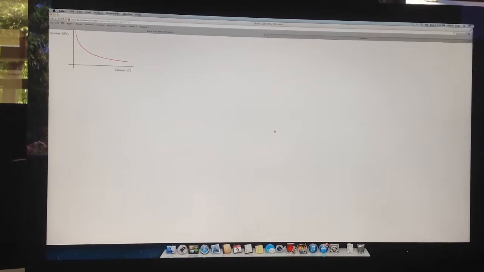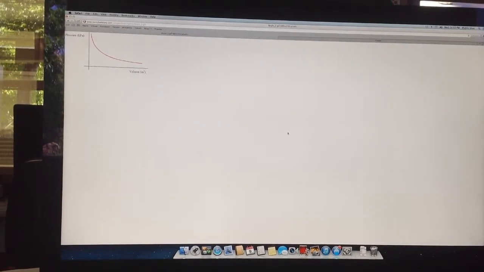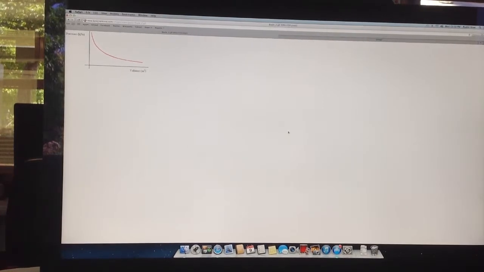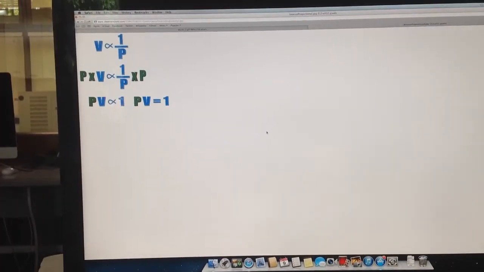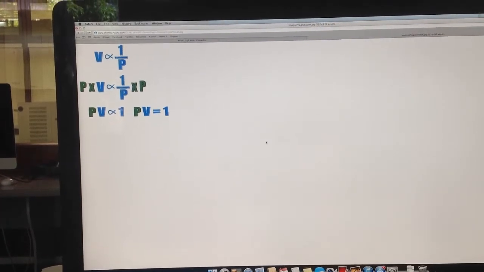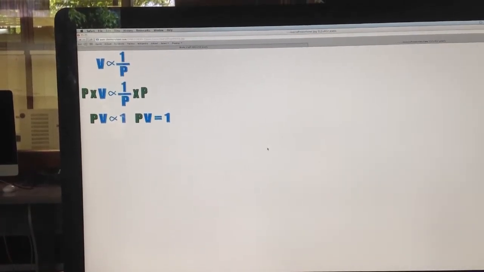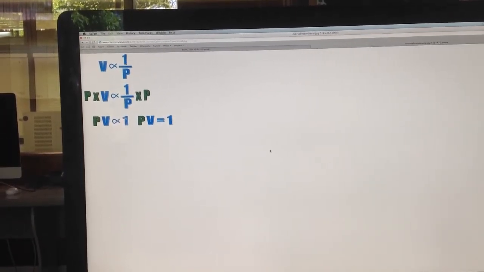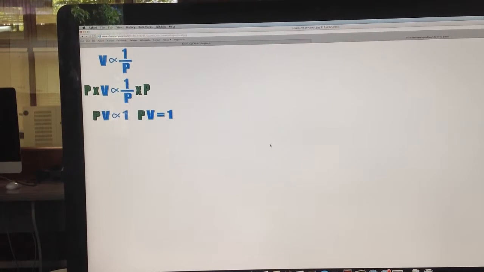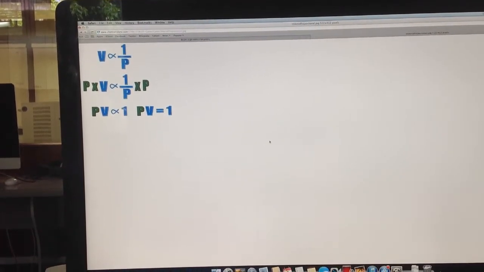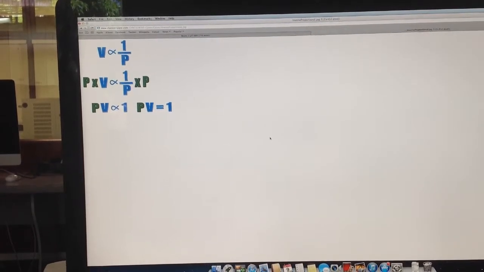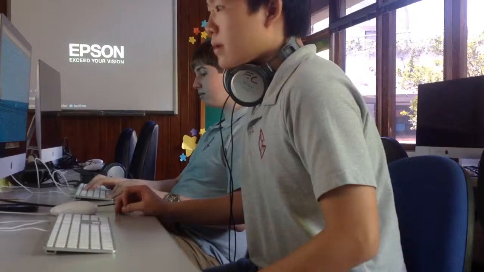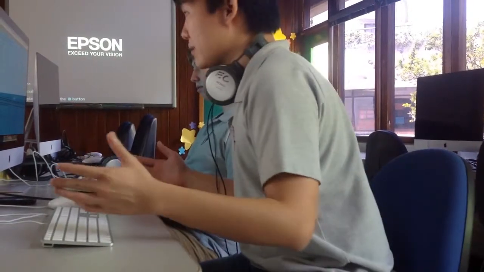As you can see on this graph, as pressure increases, volume decreases, and as volume increases, pressure decreases. The beginning formula is volume equals 1 over pressure. Then you can transform that by multiplying pressure on both sides, leaving you with PV, pressure times volume, equals a constant, which is, in this case, 1. Then you can replace that constant with another volume times pressure, leaving us with P1V1 equals P2V2. So, that should be it for Boyle's Law, the first rule in gas laws.